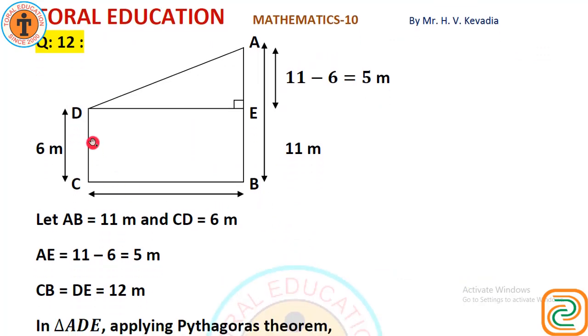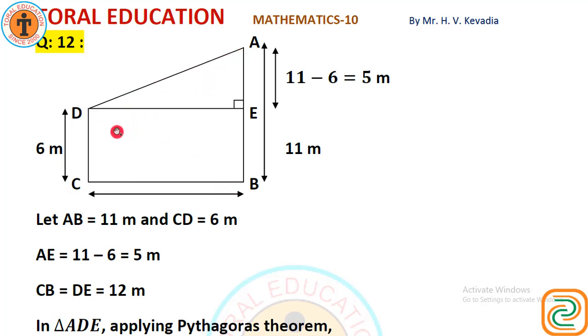Question number 12. Two poles of height 6 meter and 11 meter stand on the plain ground. If the distance between the feet of the poles is 12 meter, find the distance between their tops.